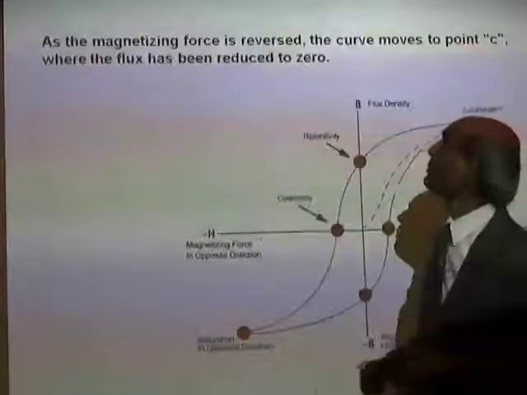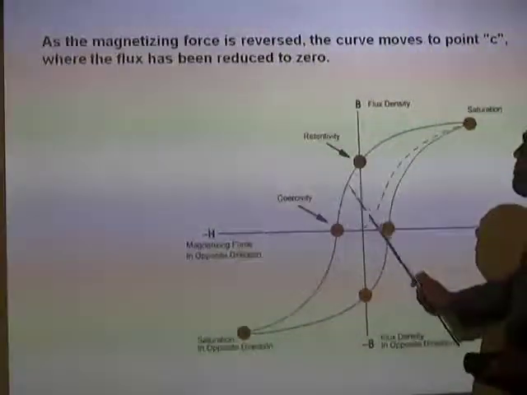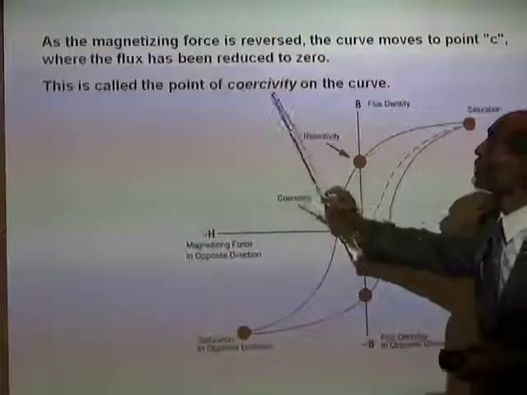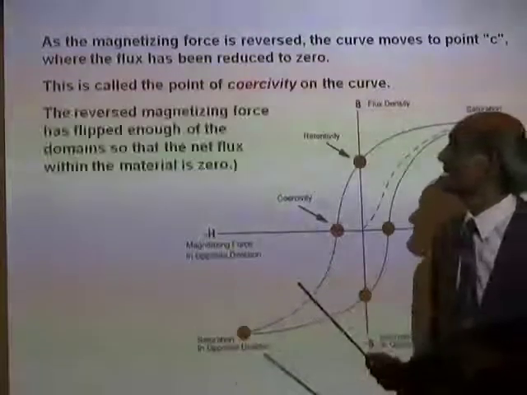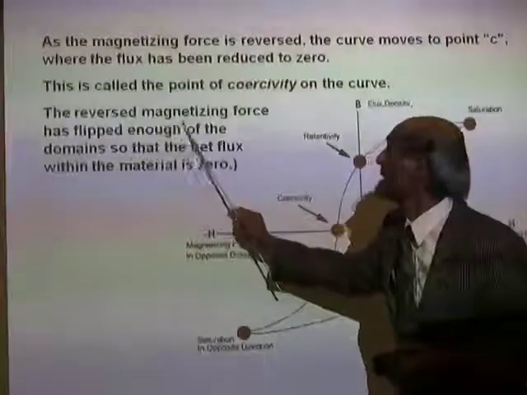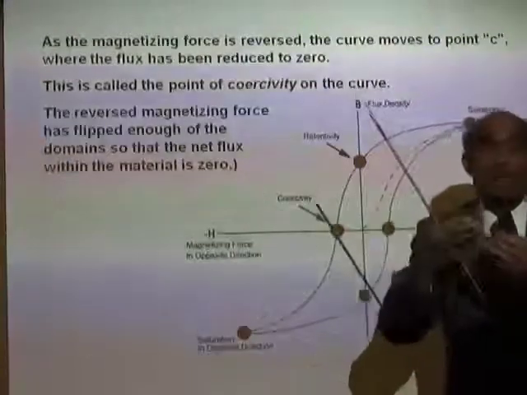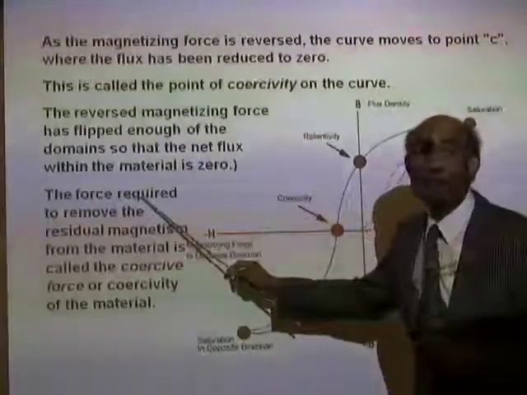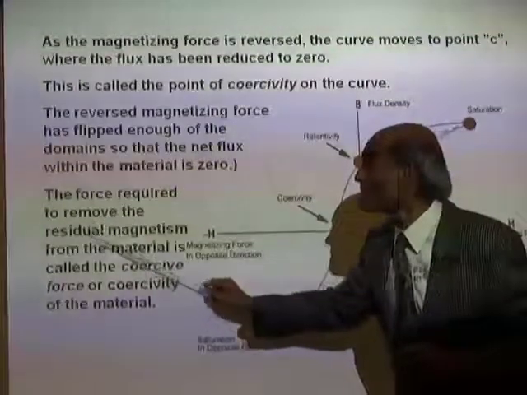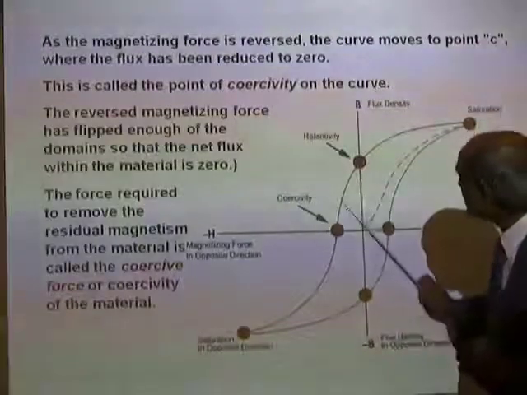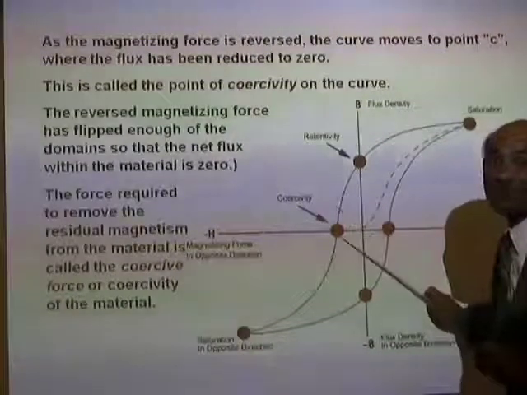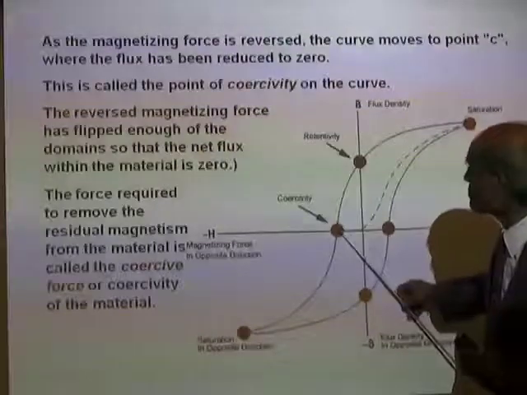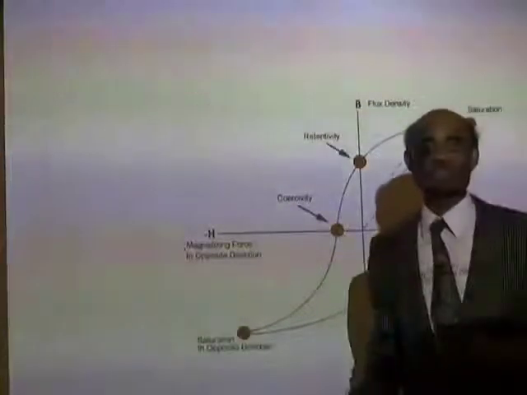As the magnetizing force is reversed, the curve moves to a point C where the flux has been reduced to zero. This is called the point of coercivity. That means the reverse magnetizing force has flipped enough of the domains so that the net flux in the material is now zero. The force required to move the residual magnetism from the material to zero is called the coercive force. And that's why this is called the coercivity.